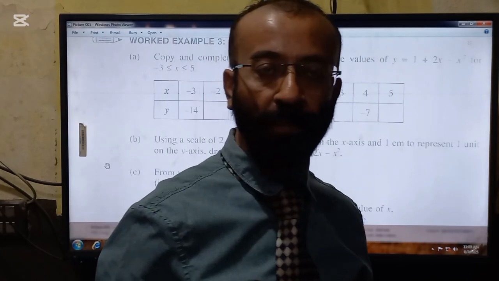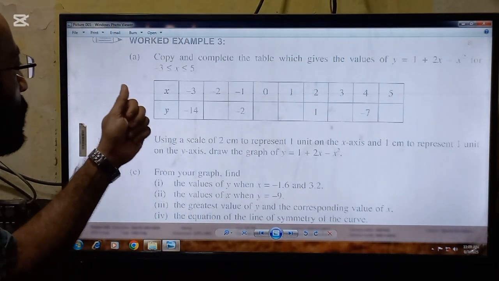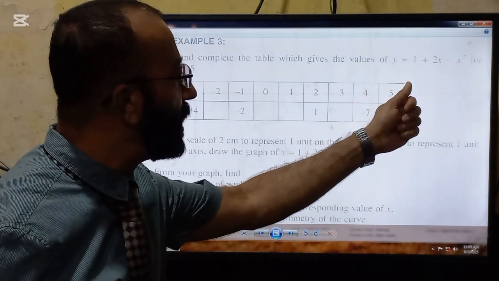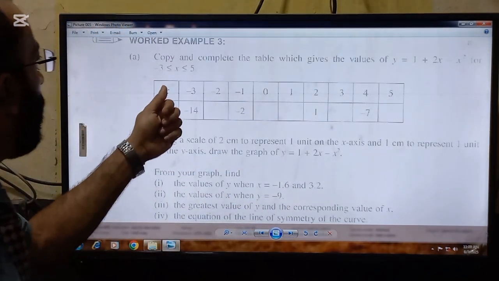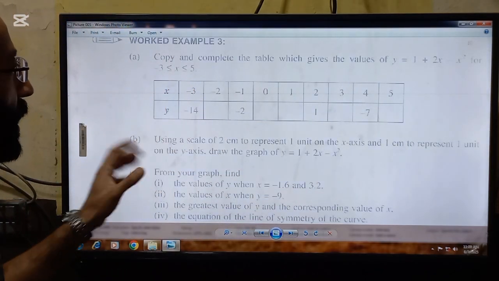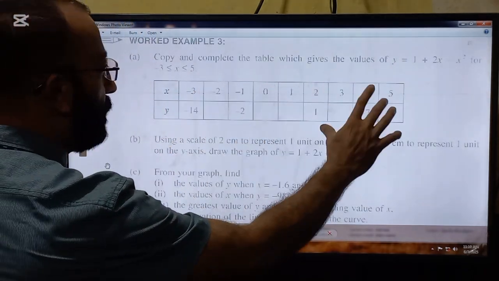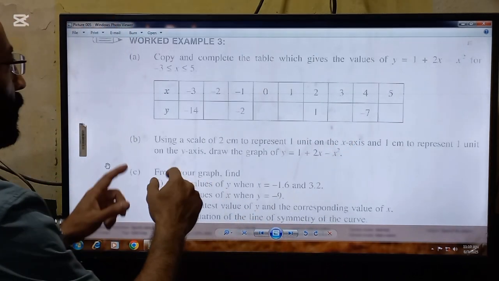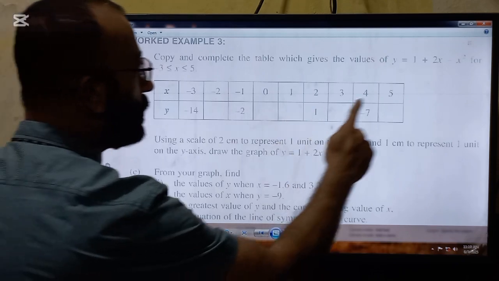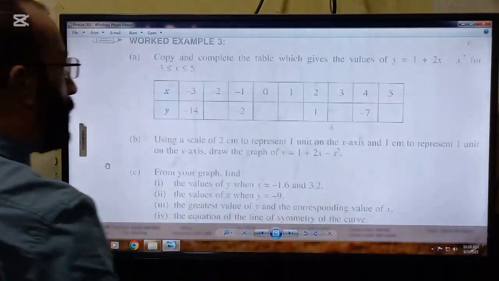Here is another very important type of this topic. The question is: copy and complete the table which gives the values of y is equal to 1 plus 2x minus x square for x greater than or equal to minus 3 and less than or equal to 5. But the difference in this question, you can see, is the table is already given, some values are given and some are missing. So we will complete the table first. So we will put minus 2 in place of x in the equation to get the value of y. So first the table will be completed.